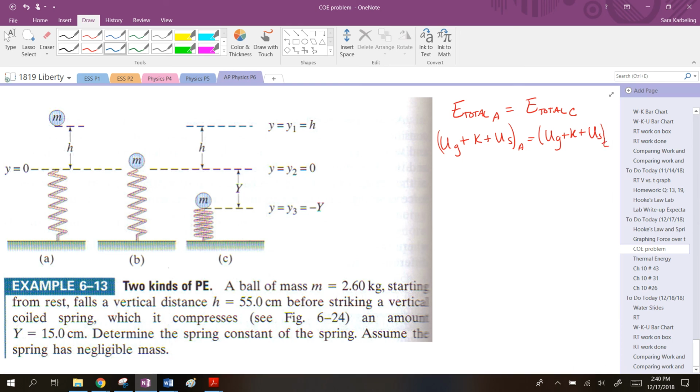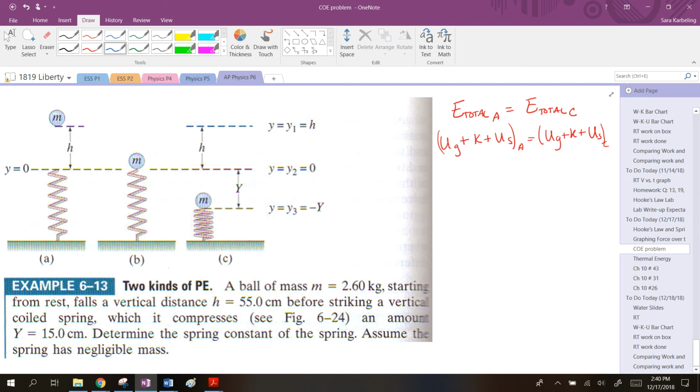So the total energy at A has to equal the total energy at C, right? So I'm just throwing all the kinds of energy that might be involved in this situation, which is all the kinds of energy I know about. Gravitational, kinetic, spring potential. What kinds does that have at the beginning? Potential. Which kind of potential? Gravitational potential.